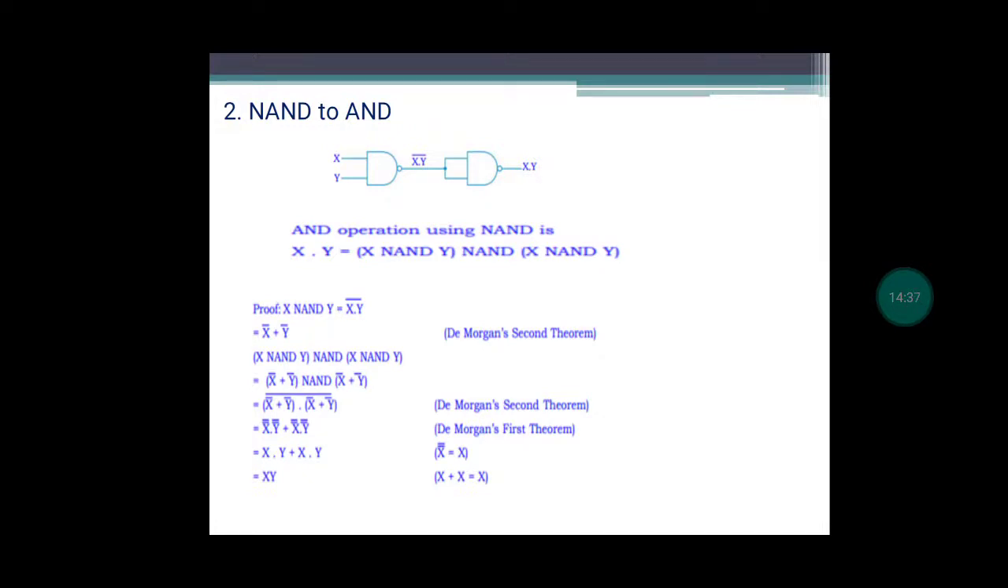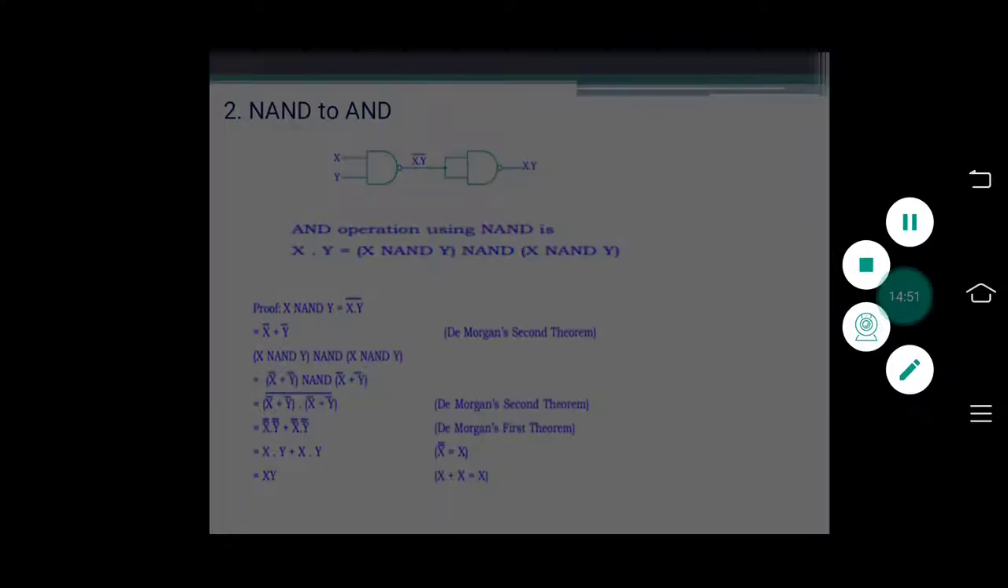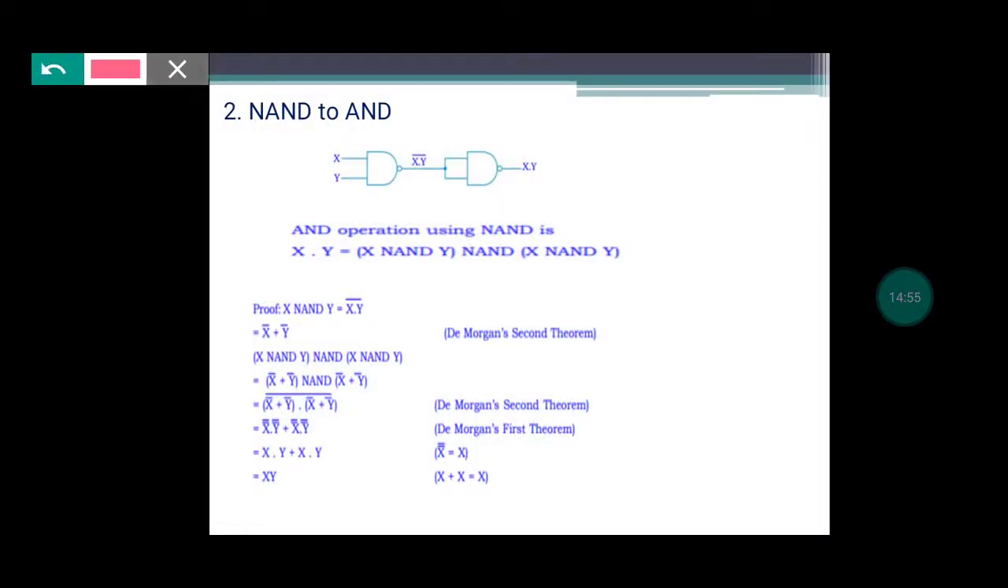First theorem and second theorem. I know you might be facing a problem here because you still don't know what these theorems are. But right now just remember what the theorem is and what the expansion will be, and simply replace the term with the De Morgan's theorem's expansion.